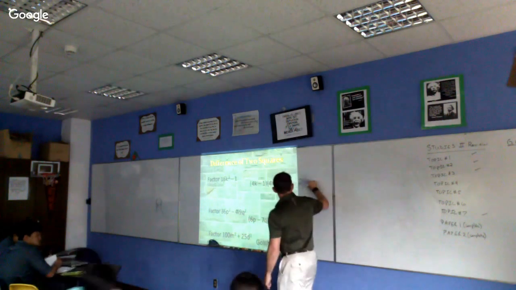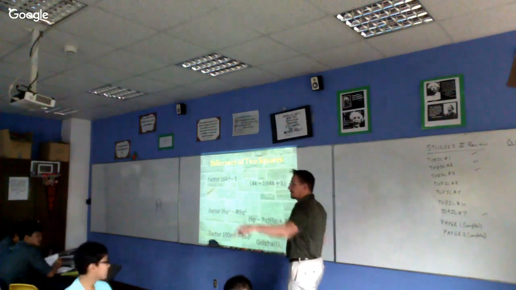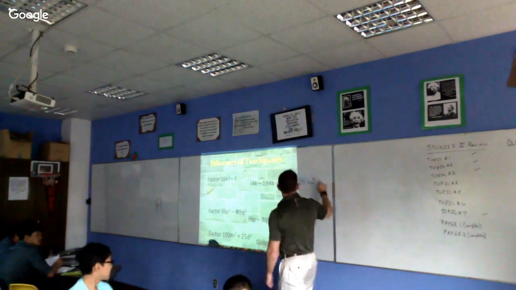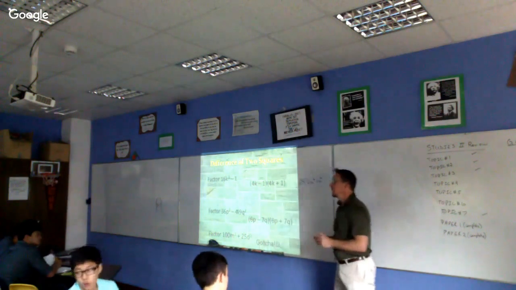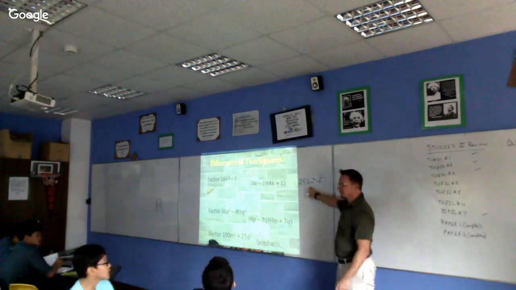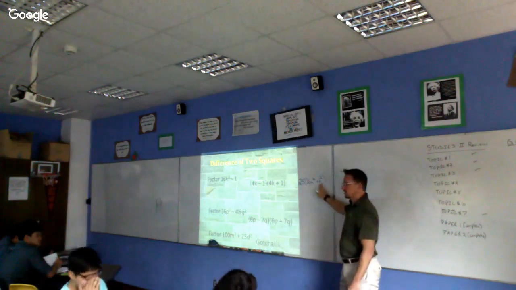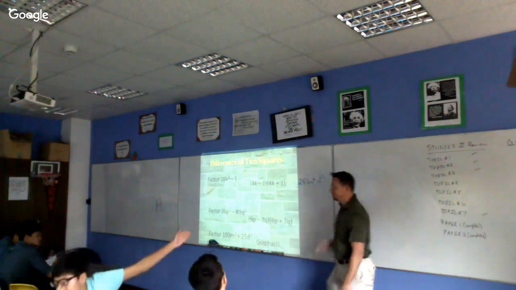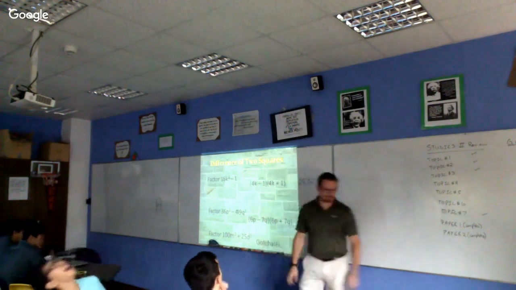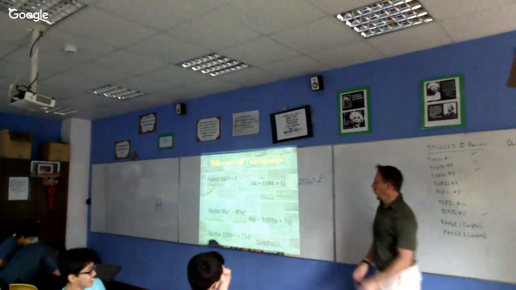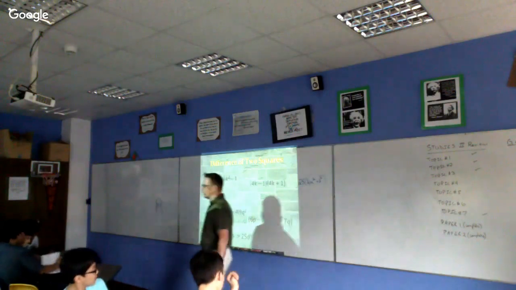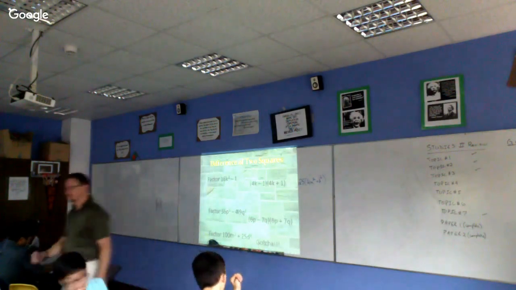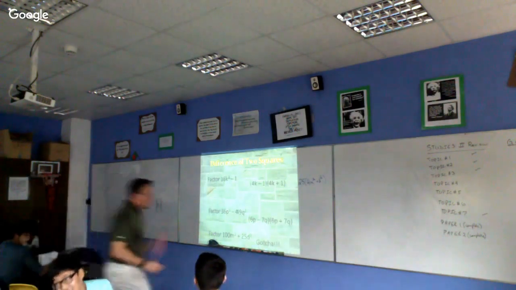4m squared plus d squared. Can I factor that? No, you can't. Perfect square, perfect square, exactly, but it's a sum, so you cannot simplify it further. You can leave it.